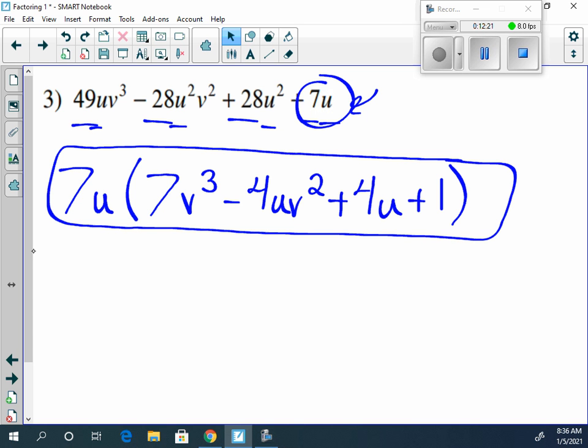Because we could factor out v squared from these two terms, but it's not going to make it any simpler. It's not going to make it any more reduced. We just have parentheses inside of parentheses.